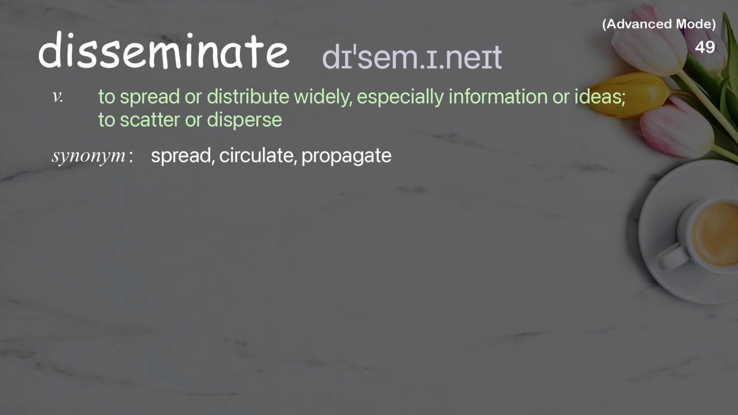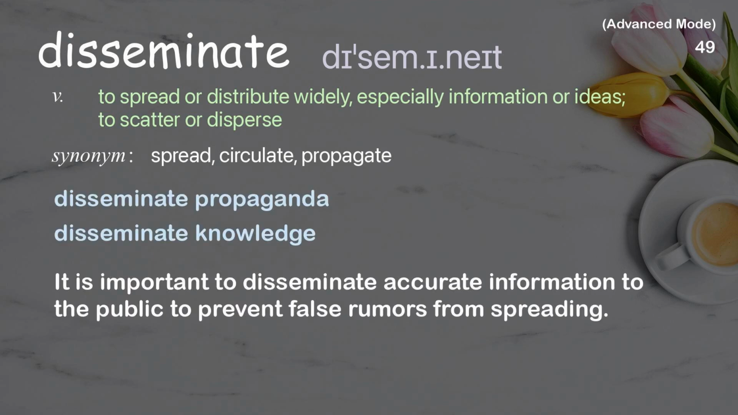Disseminate. To spread or distribute widely, especially information or ideas, to scatter or disperse. Examples: Disseminate propaganda. Disseminate knowledge. It is important to disseminate accurate information to the public to prevent false rumors from spreading.